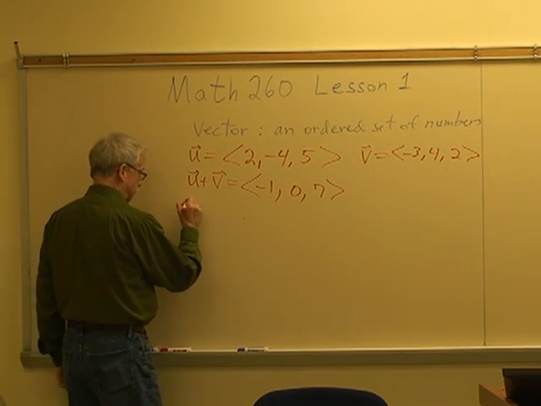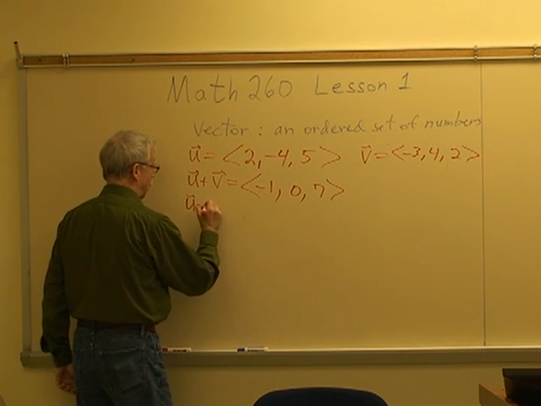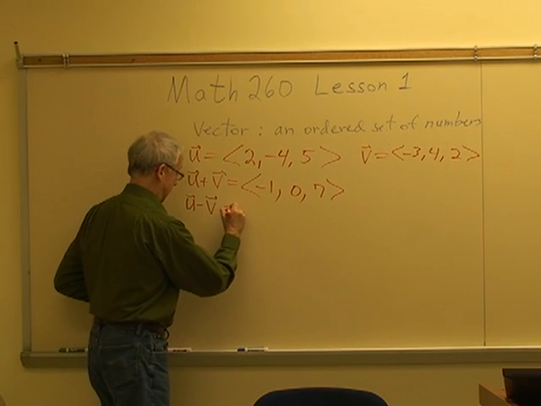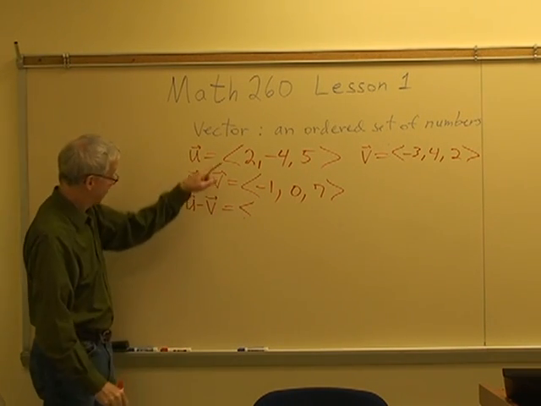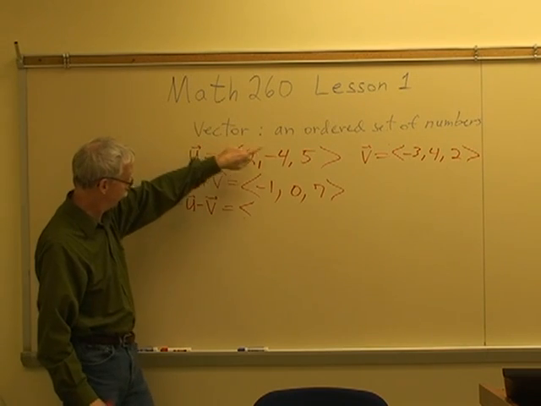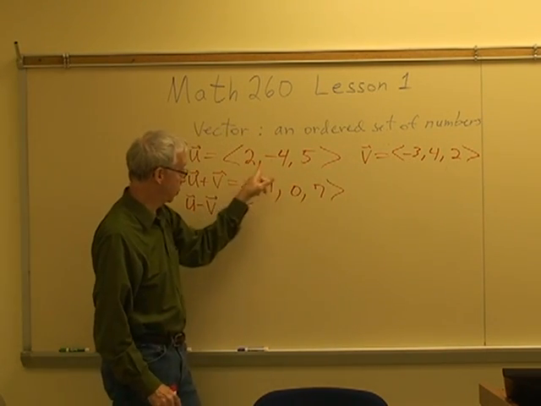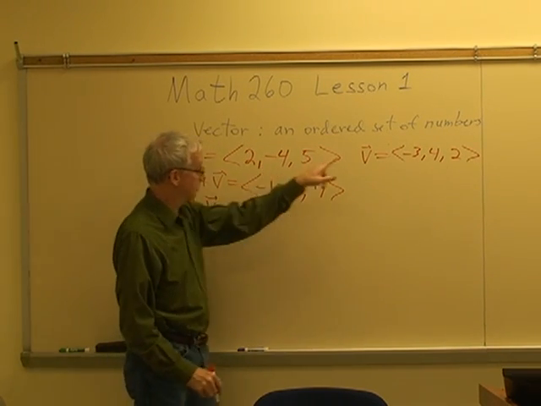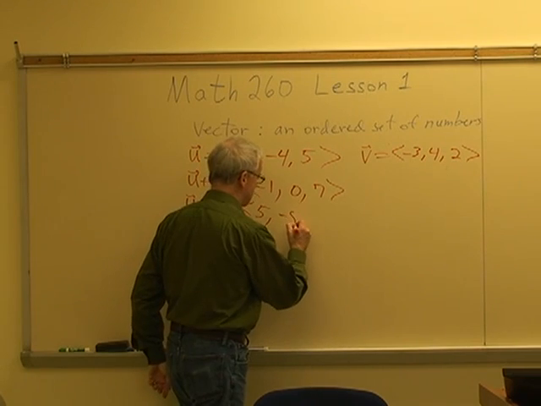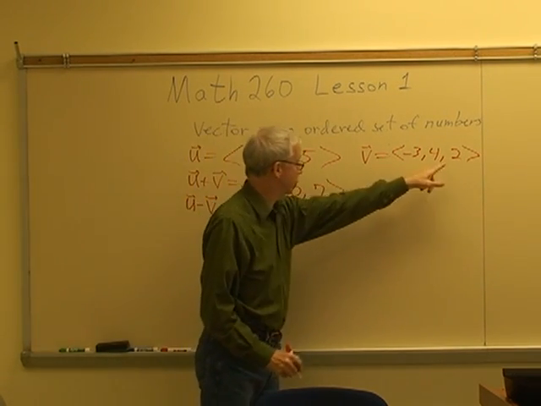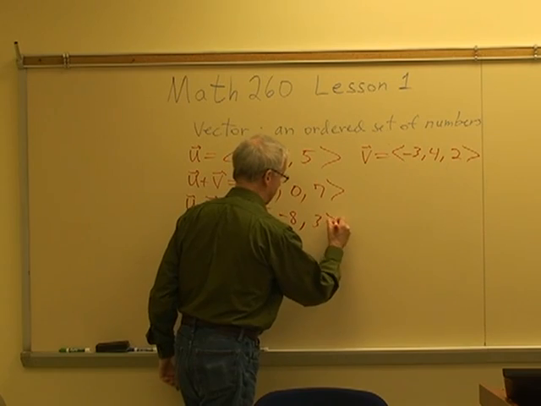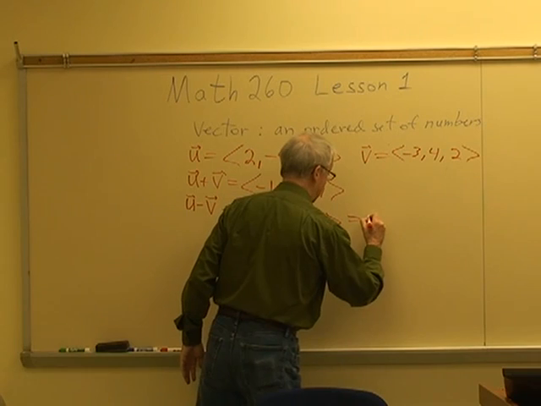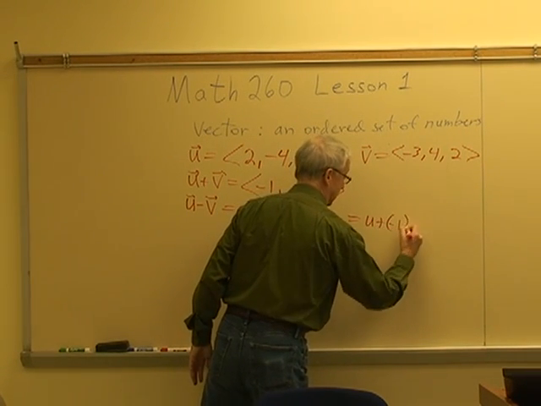How about u minus v? Well, what that really is is u plus -v. But the arithmetic works the same. I take the first element in u and subtract -3. 2 minus -3 is 5. -4 minus 4 is -8. And 5 minus 2 is 3. So there's u minus v, or we can think of this as the same as u plus -1 times v.